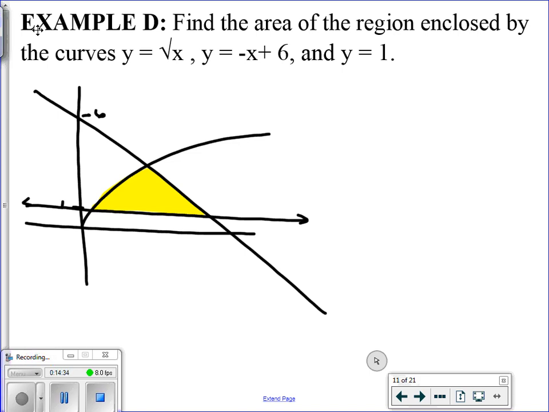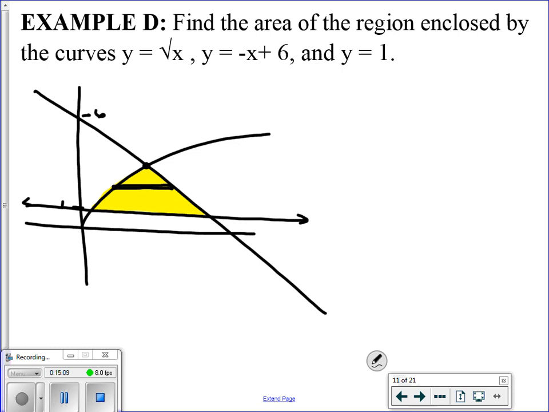Now, if we decided to use vertical strips, we would need two integrals because y top changes at this point here, which I'm trying to draw. So you would need one integral to get the area to the left and then one integral to the right. That's why whenever you have a point of intersection on the top of the region or the bottom, using horizontal strips will avoid you having to use two separate integrals. So we're going to use horizontal strips. Okay, that's just one to represent them.